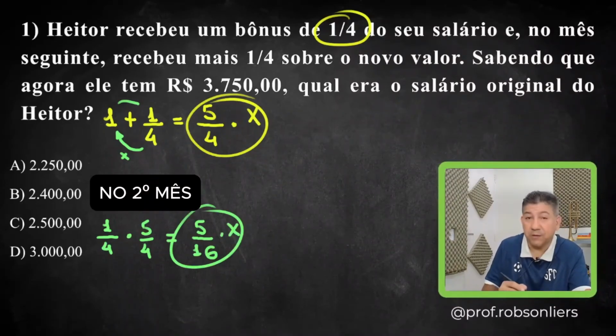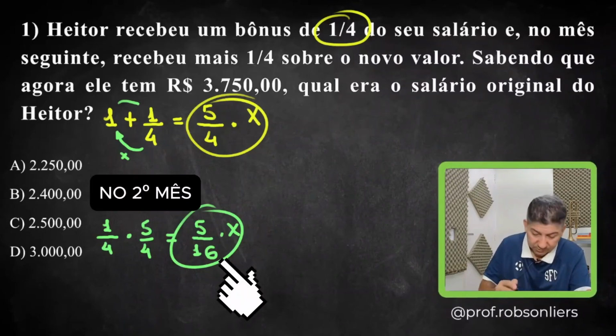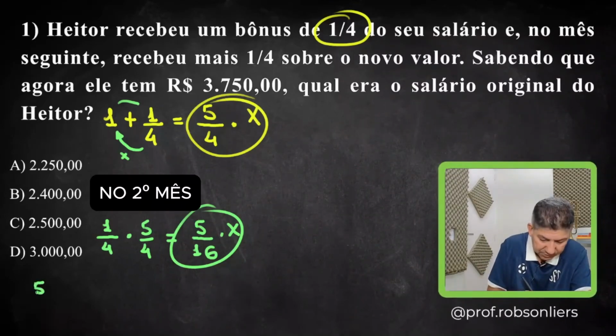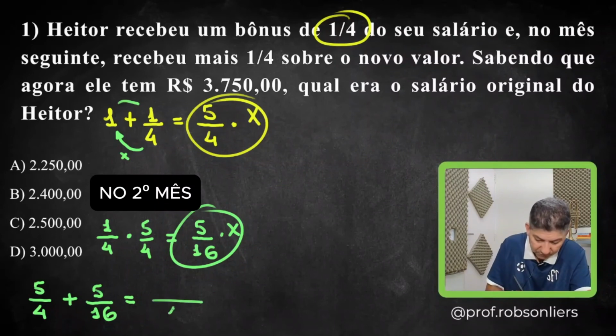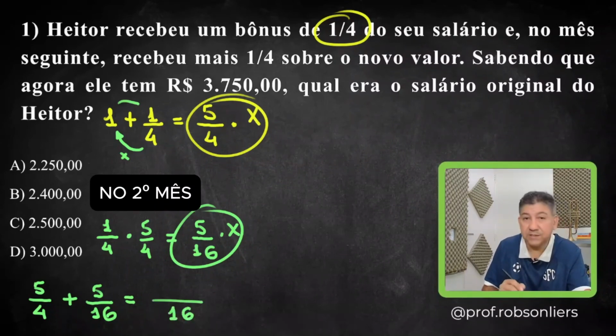So let's go. Let's take the new salary, which is this one here, 5/4 of x, and add it to this new bonus. So let's take here 5/4, which is the salary with the first raise, plus the second raise, which is 5/16, okay? Here we have a sum of fractions with different denominators. We find the LCM between the denominators, and the LCM between 16 and 4 is 16 itself. So we put our new denominator here, which is 16, which is the LCM. We take this LCM and divide it by the denominators of the fractions.